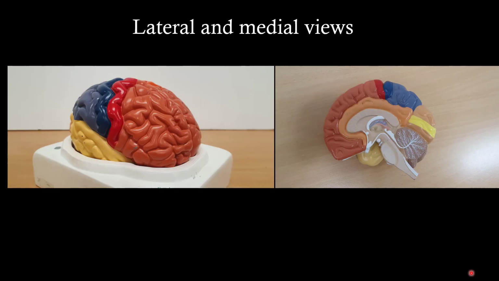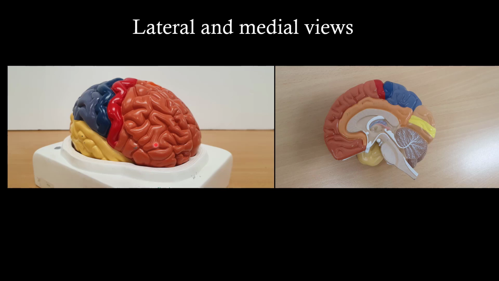Firstly, let us look at some of the main lobes of the cerebral hemisphere. So here I have two models which we use in the dry lab at the university. This panel here has got the lateral view of the cerebral cortex. This panel here has got the medial view of the cerebral cortex.